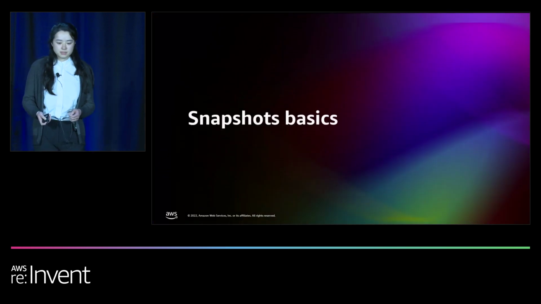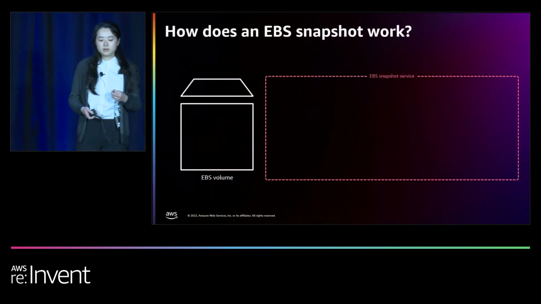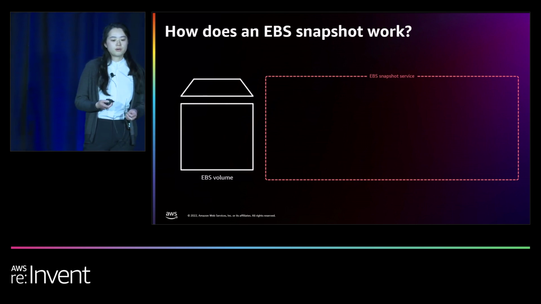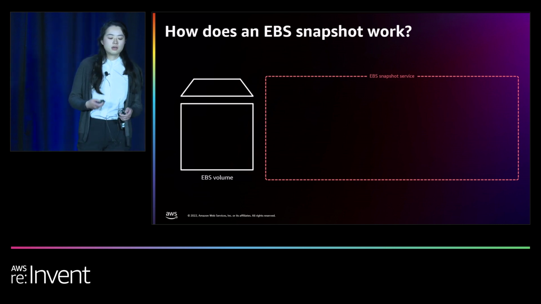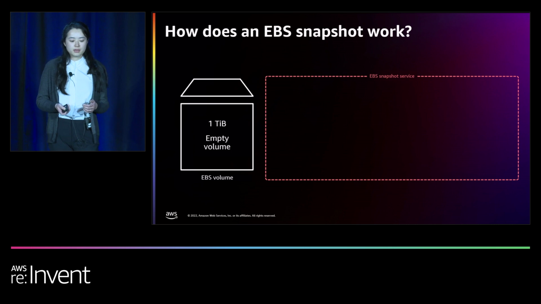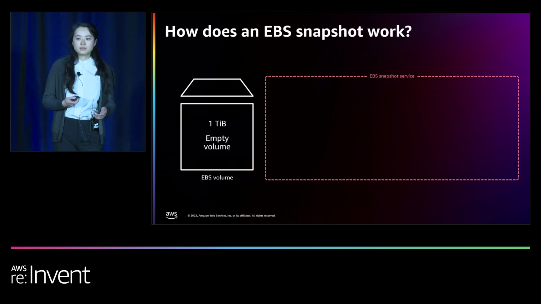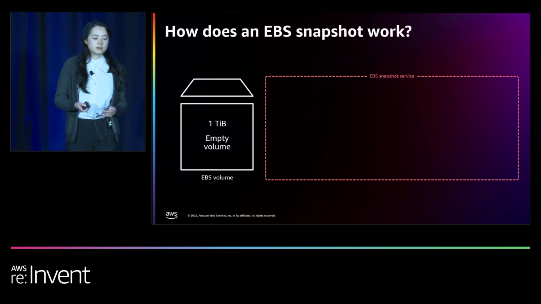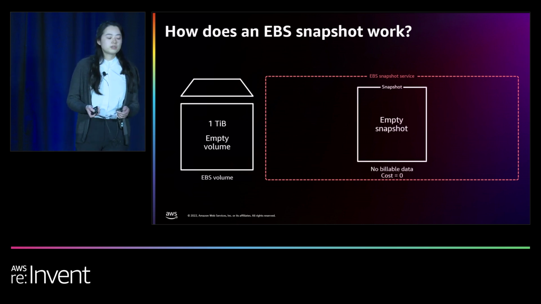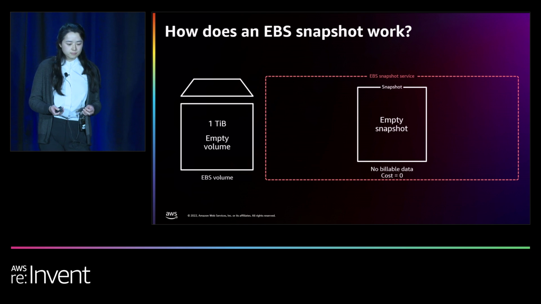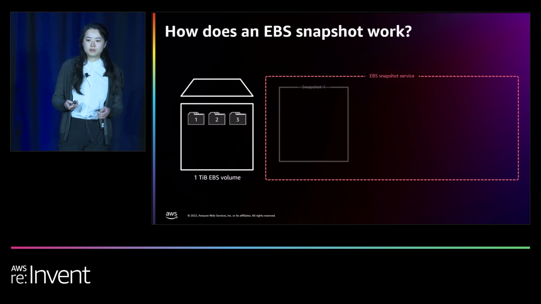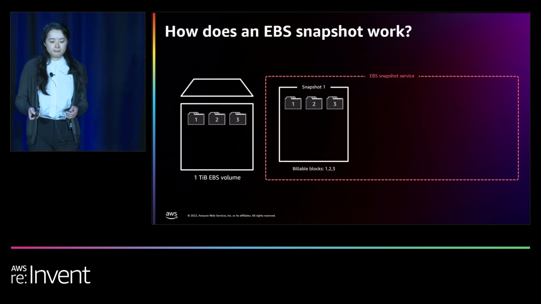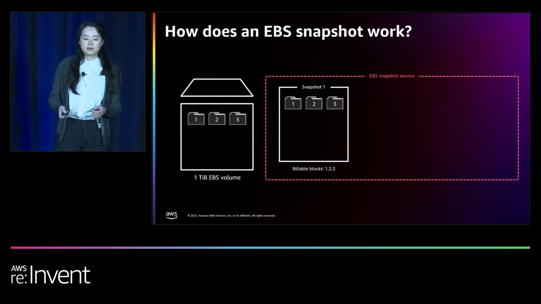Now let's talk about the basics. The first concept and characteristic of Snapshot we want to talk about is incrementality and how it exactly works. So imagine you have a 1 terabyte EBS volume. It's an empty volume, no data has been written to it. You take a snapshot of this volume, and it will be an empty snapshot. You're not getting billed for this. Now let's say you run your workloads. You write blocks 1, 2, and 3 into this volume. You take a snapshot, snapshot 1. Blocks 1, 2, and 3 will now be backed up in snapshot 1, and those are your billable blocks.